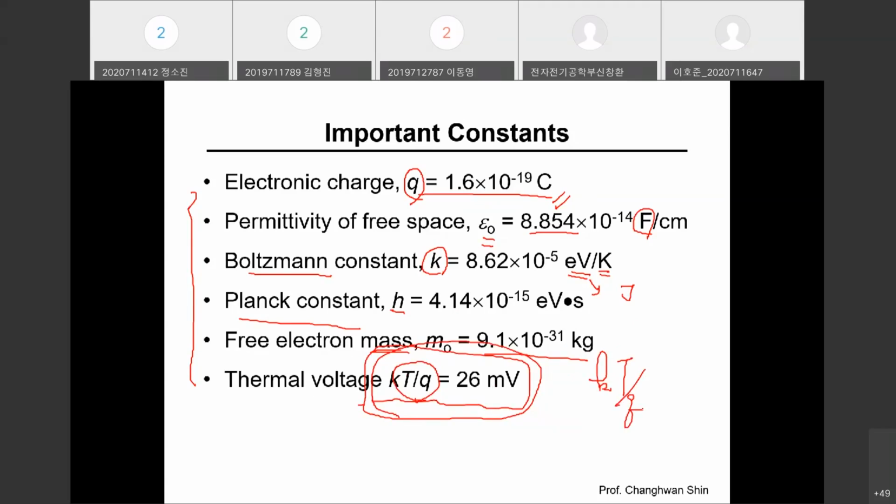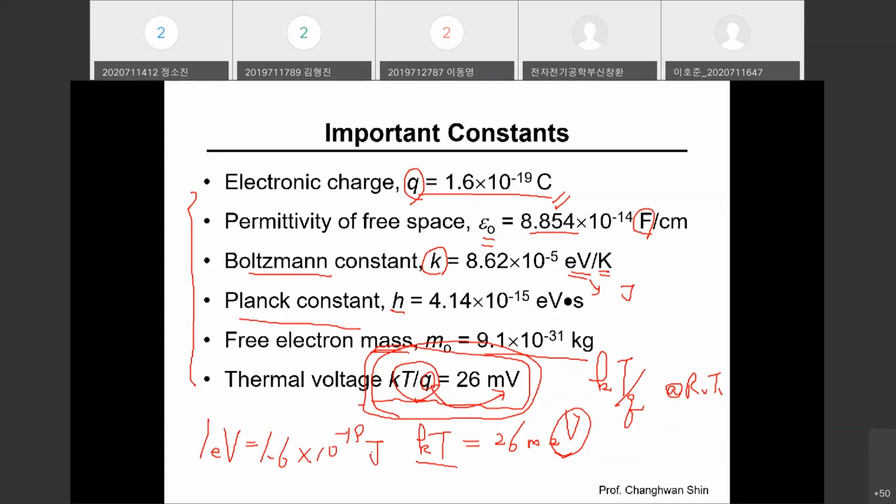So kT over q at room temperature is always 26 millivolt. If I'm asking what is the value of kT, then simply 26 milli, and this q goes to the right-hand side as electron volt. So the unit of kT is equivalent to the unit of energy. Just for your information, 1 electron volt is equal to 1.6 times 10 to the minus 19 joule.